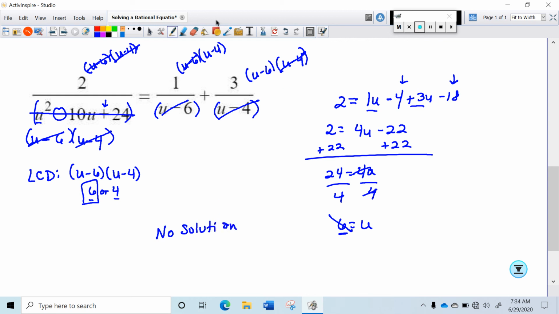Sorry, that's not 2 words there. My pen slipped. Let me fix that. So you always have to check your answer against your excluded values to see if it is an excluded value, because if it is, you cannot include it in the answer.